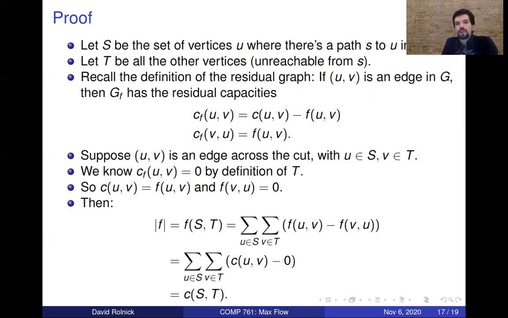What we did was we suppose that there is no augmenting path. We showed that if you take the set of vertices which are reachable from the source and the set of vertices that aren't reachable from the source, reachable within the residual graph, the cut between those two in the original flow network is going to have capacity equal to the value of the flow.